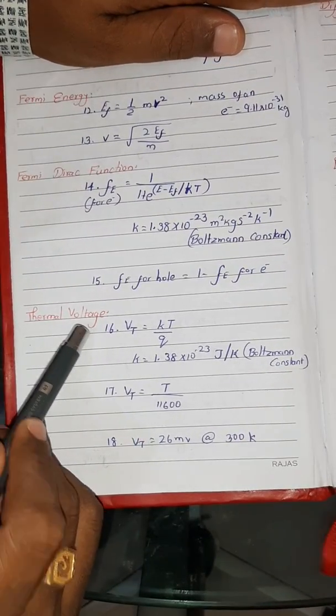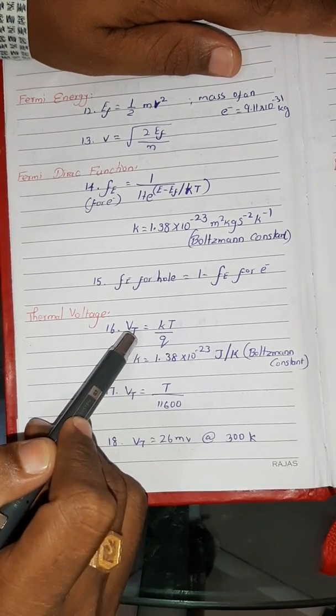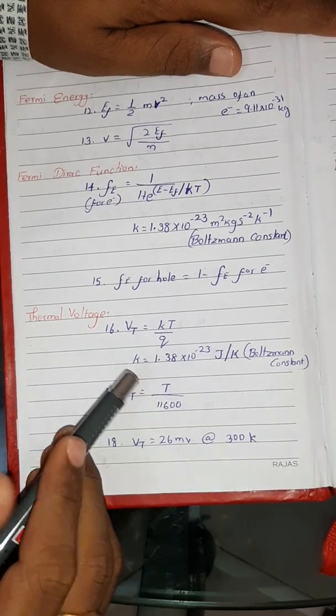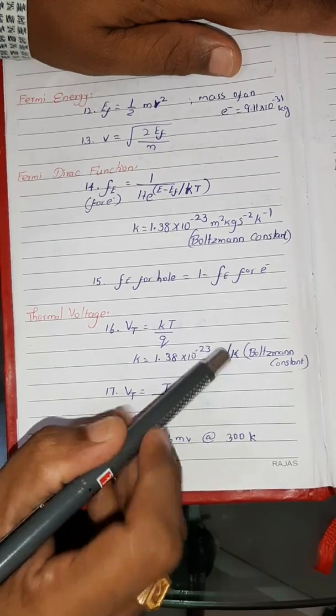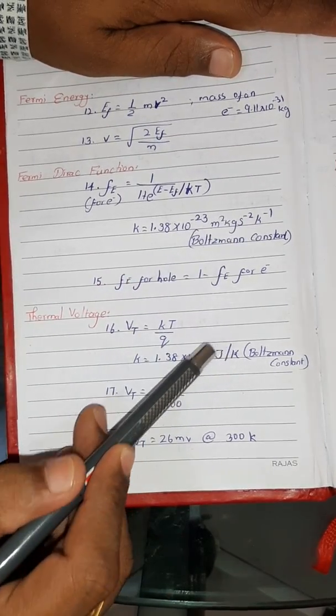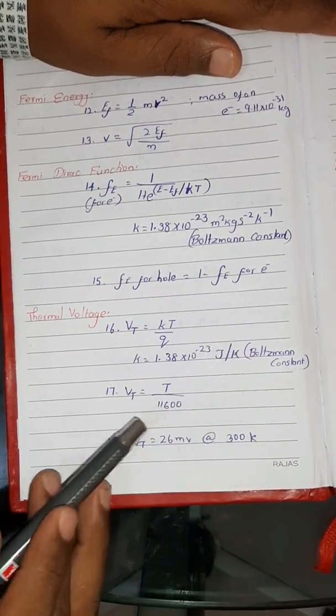Next, thermal voltage, number 16, Vt is equal to kT by q, where Vt is the thermal voltage, k is the Boltzmann constant, T is the temperature, q is the charge of an electron. k is equal to 1.38 into 10 power minus 23 joule per Kelvin. Here meter square kilogram per second square is rewritten as joule, it is represented as joule per Kelvin. So it is again the Boltzmann constant.